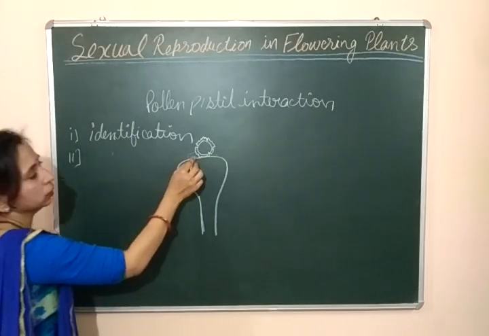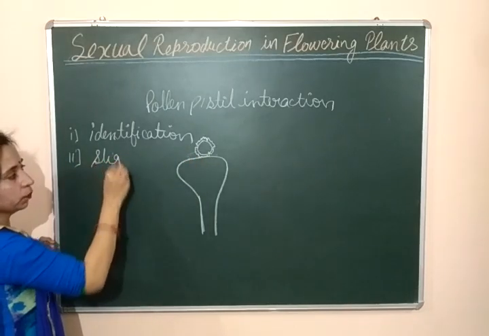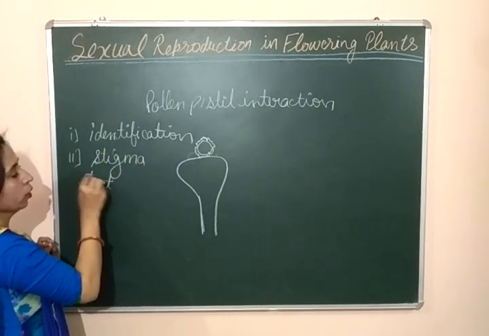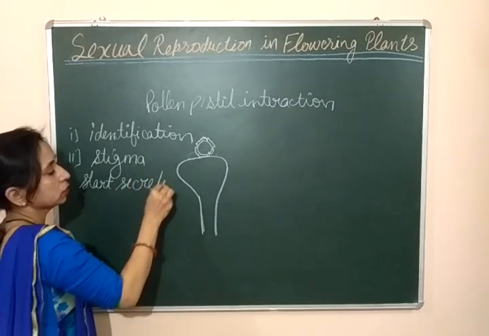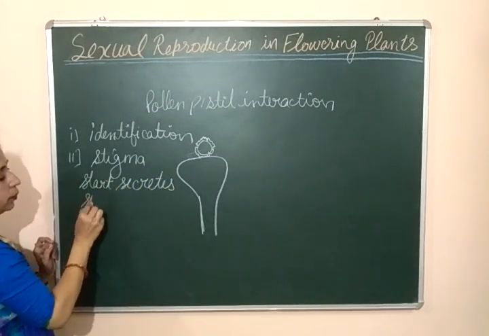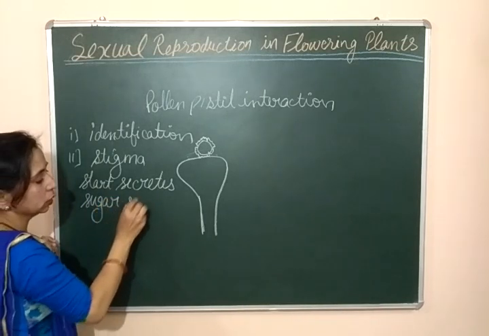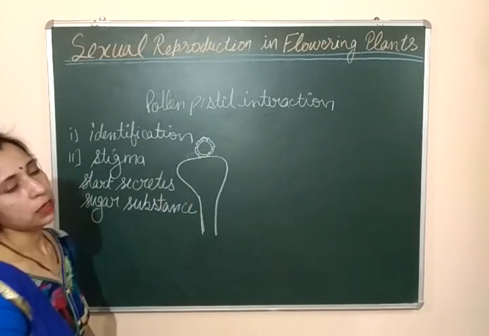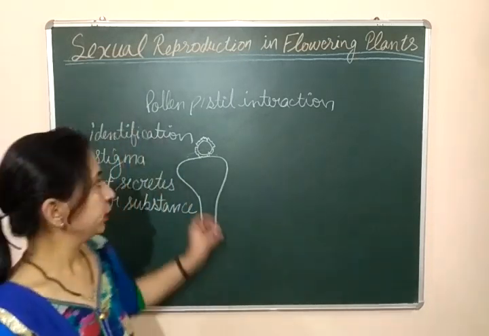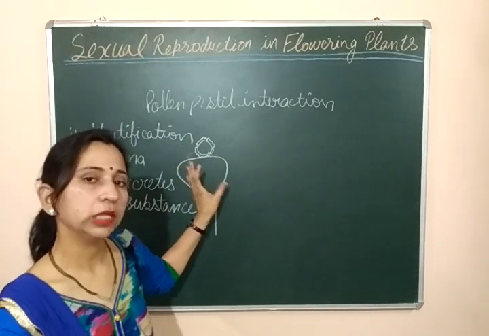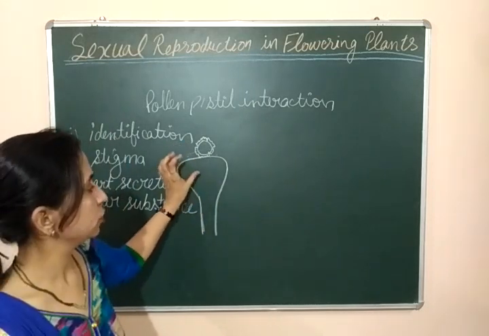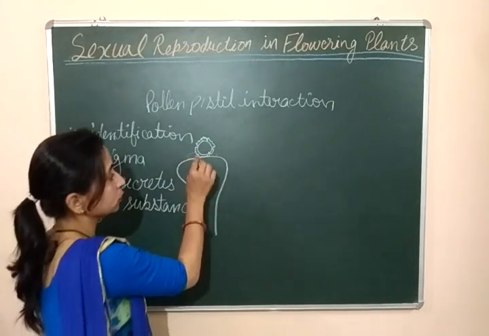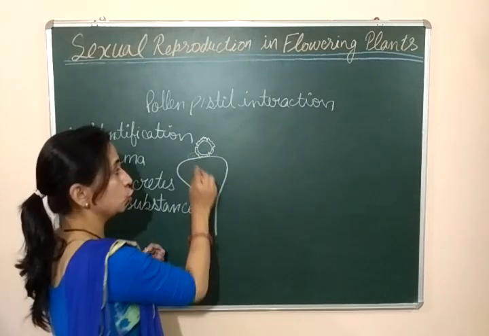After that, this pistil or this stigma part starts secreting a sugar substance. When pollen grains reach and are identified as the right type of pollen grain, the pistil or stigma will secrete a sugar substance. This sugar substance contains water and sugar.